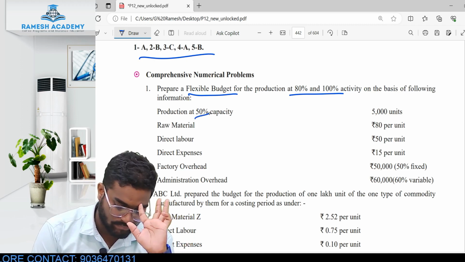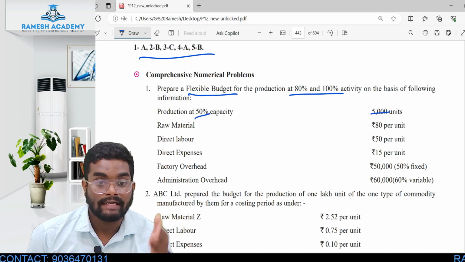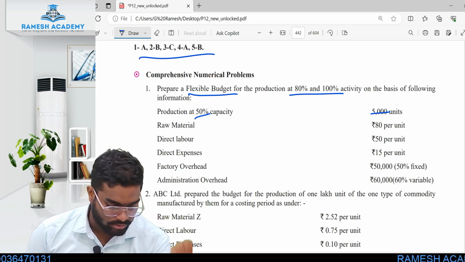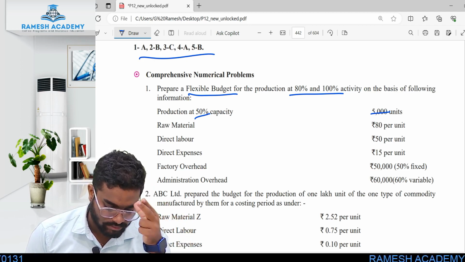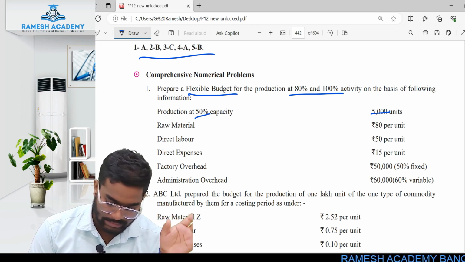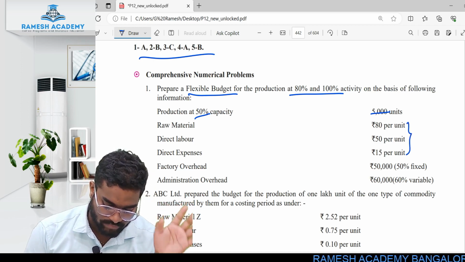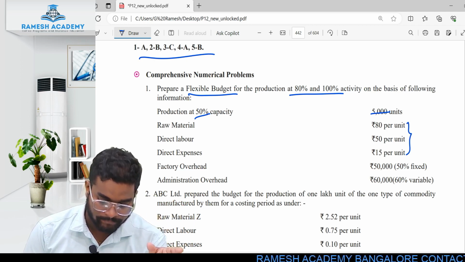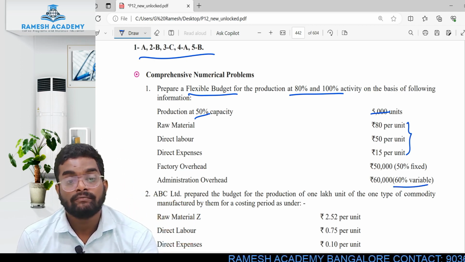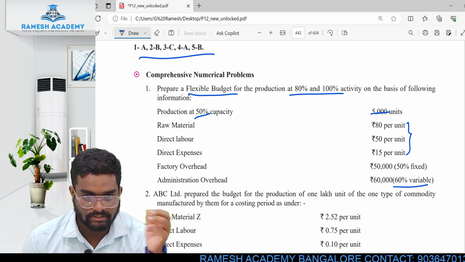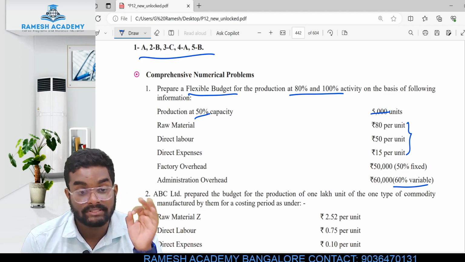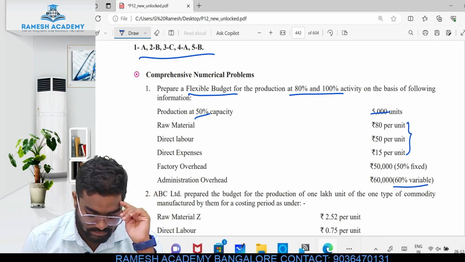So present they have given 5,000 units. So at 80 it will be 8,000 units. At 100 it will be 10,000 units. Raw material cost they have given, labor they have given, and direct expenses they have given. These are all variable expenses. Now factory overhead they are telling 50% is fixed. Here 60% is variable, which is nothing but the semi-variable expenses. So by using this, we have to calculate or prepare the budget for 80 and 100%. So very simple one.